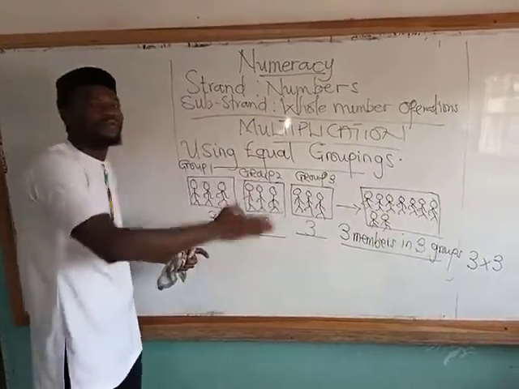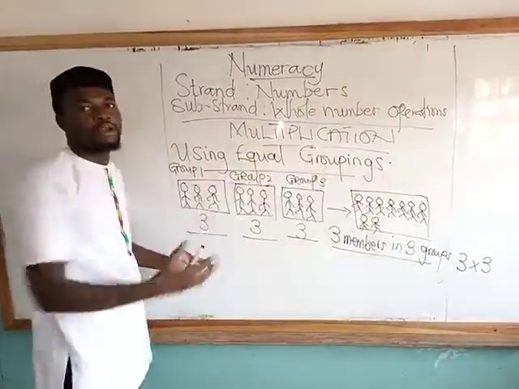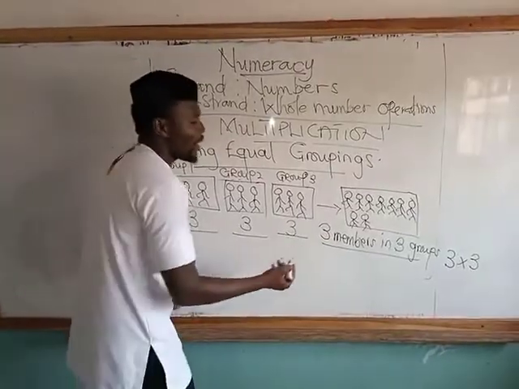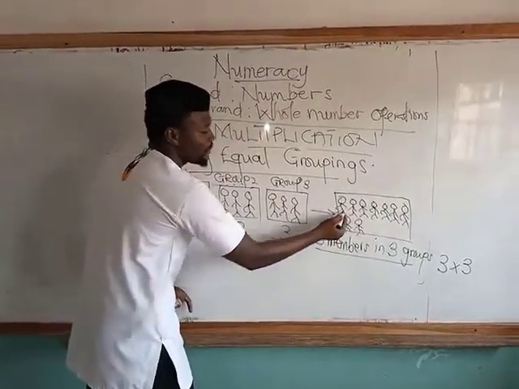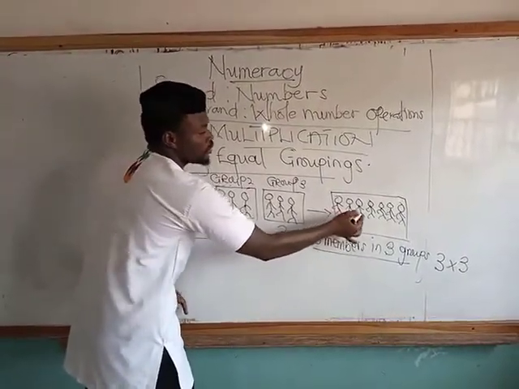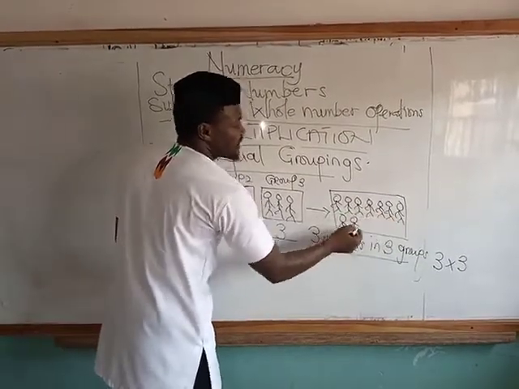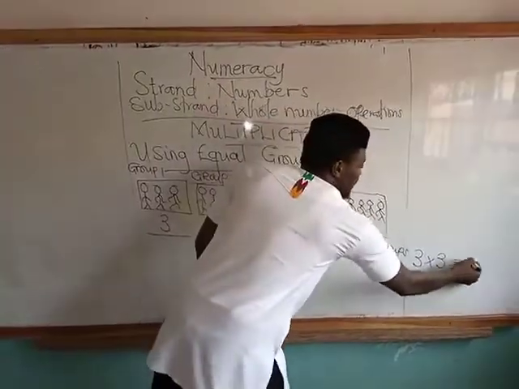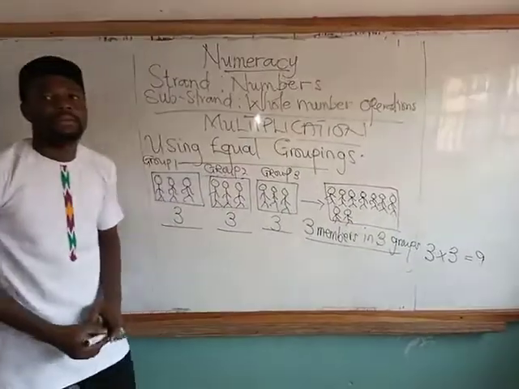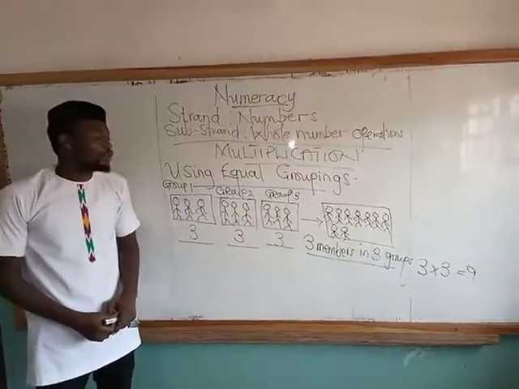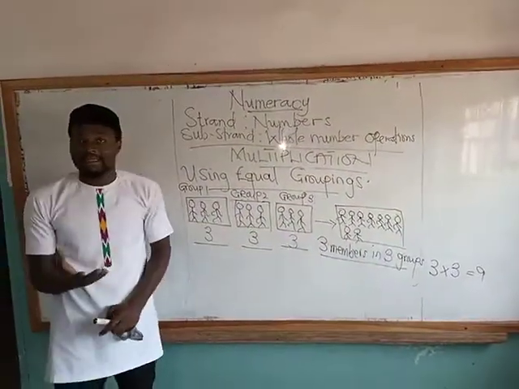So each group will have 3, 3, 3. When you put this together, how many members are you going to have here? Let's count: 1, 2, 3, 4, 5, 6, 7, 8, 9. So we have 9 members here. Is that clear? So this is just an example.